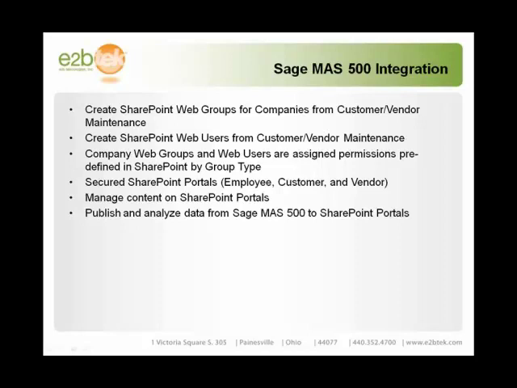Company web groups and web users are assigned permissions based on predefined settings in SharePoint by group type. Secured SharePoint portals for employees, customers, and vendors can then be deployed. You can manage content on these SharePoint portals using all the tools available to you from Microsoft SharePoint. And lastly, you can publish and analyze data from Sage Mass 500 or any external application via the SharePoint portal.